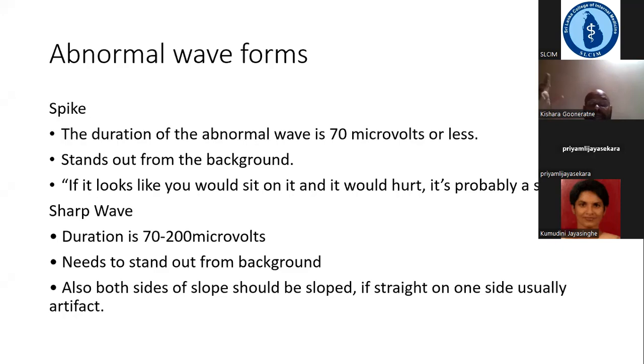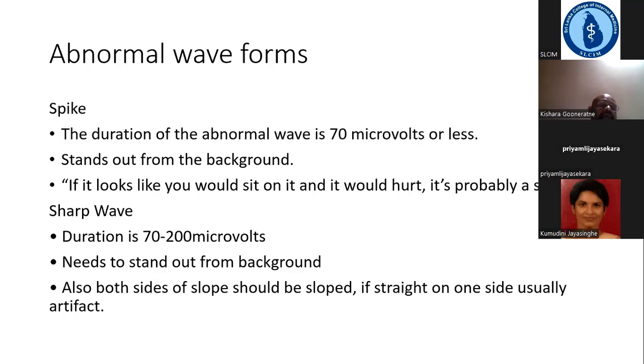They have a very sharp looking morphology, right? And so this is what one of the famous epileptologists was quoted to say: if it looks like you would sit on it and it would hurt, it's probably a spike. So it's a very sharply contoured spike, which is less than 70 milliseconds in duration or less, right? And it has to stand out from the background. I'll tell you what that means, right?